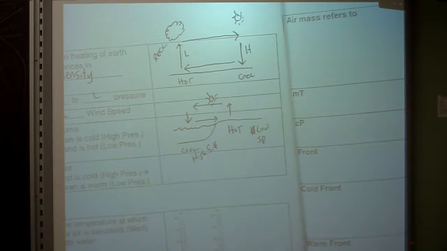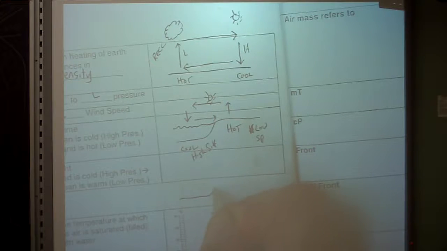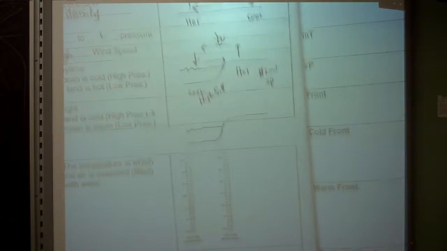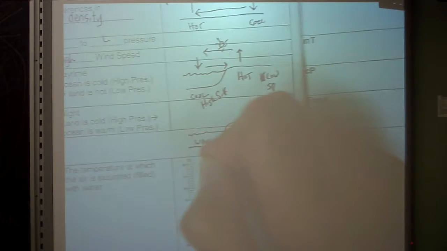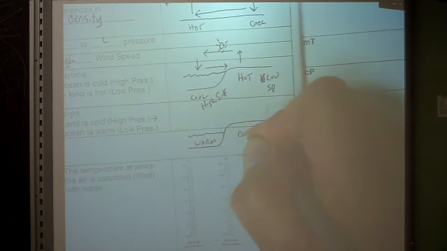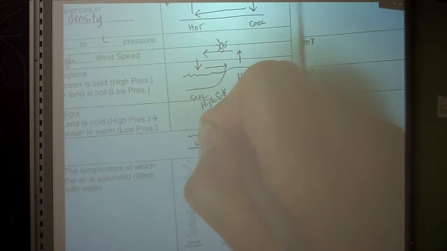But then at nighttime, when it's nighttime, the water, which is a poor absorber, is also a poor radiator. The water is now warm. It's heated up all day. The land is now cool, and we get the opposite.